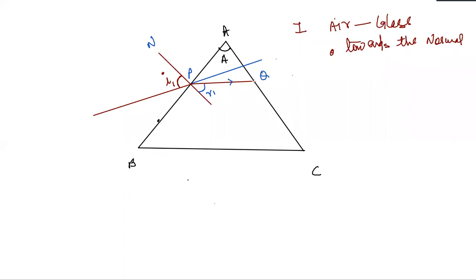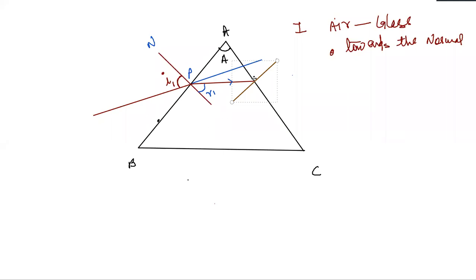So at this surface, I will again draw a normal. Right? This is normal number 2. So what do you mean by a normal? Normal is the perpendicular to the refracting surface at the point of incidence on the refracting surface.